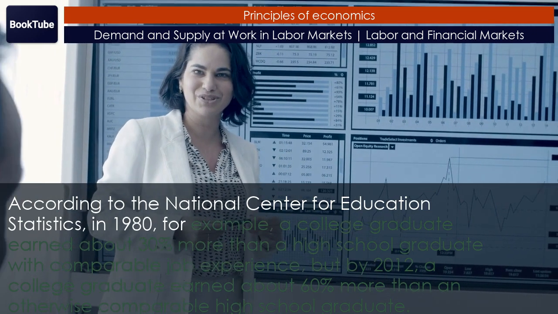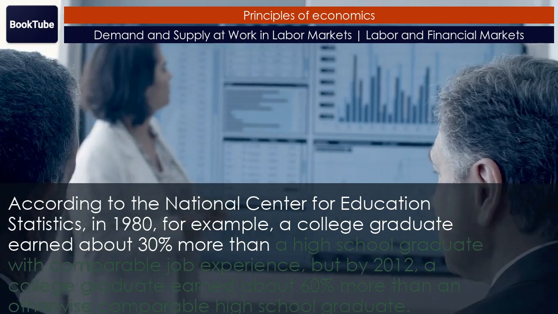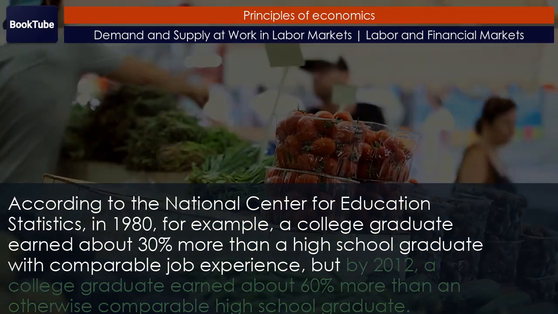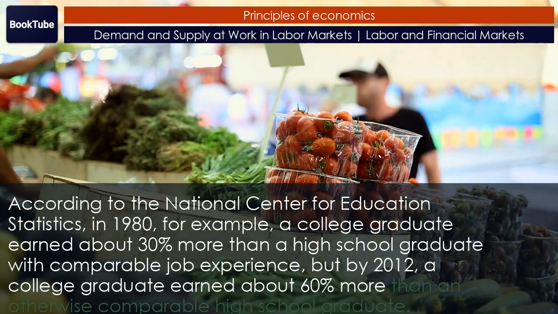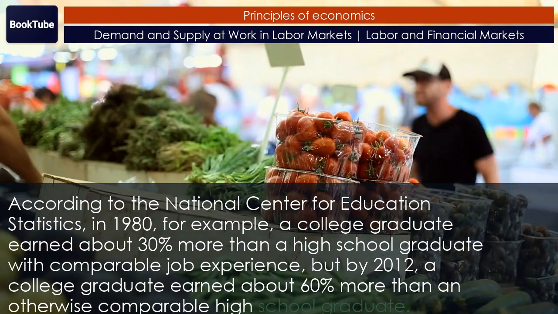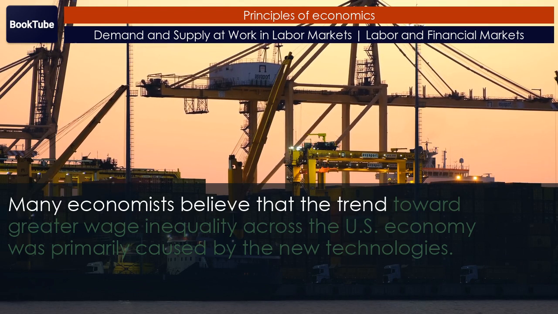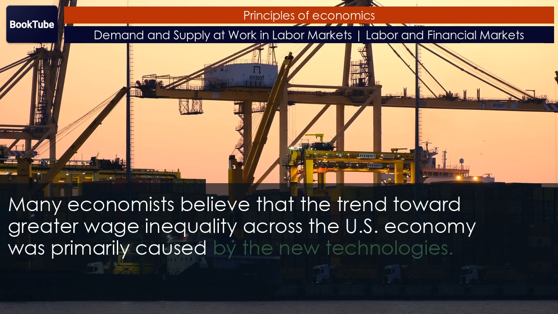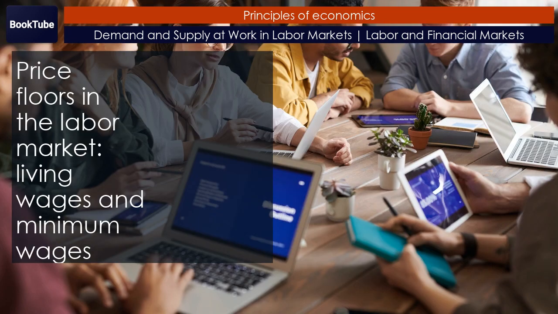In 1980, for example, a college graduate earned about 30% more than a high school graduate with comparable job experience. But by 2012, a college graduate earned about 60% more than an otherwise comparable high school graduate. Many economists believe that the trend toward greater wage inequality across the U.S. economy was primarily caused by the new technologies, price floors in the labor market, living wages and minimum wages.